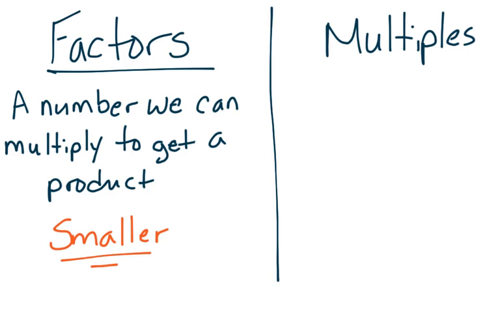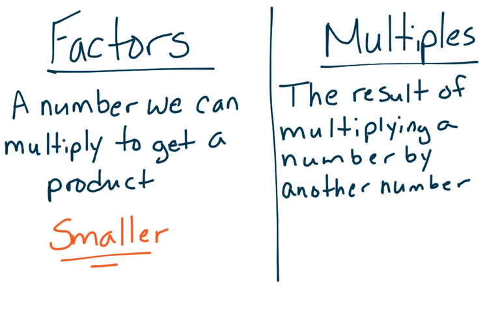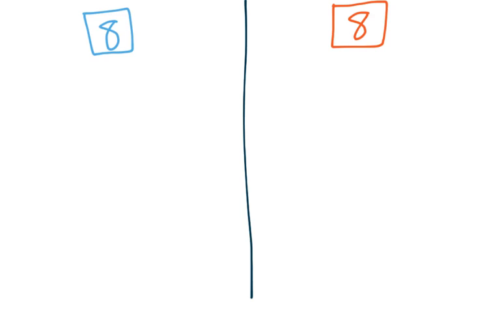Now let's take a look at multiples. Multiples are the result of multiplying a number by another number. And when we think about multiples, the important thing that we need to think about is that multiples are going to be larger than our number. And lots of times we think about skip counting. Let's take a look at the same number, and we're going to look at the difference between when we find the factors of this number and when we find the multiples of this number.